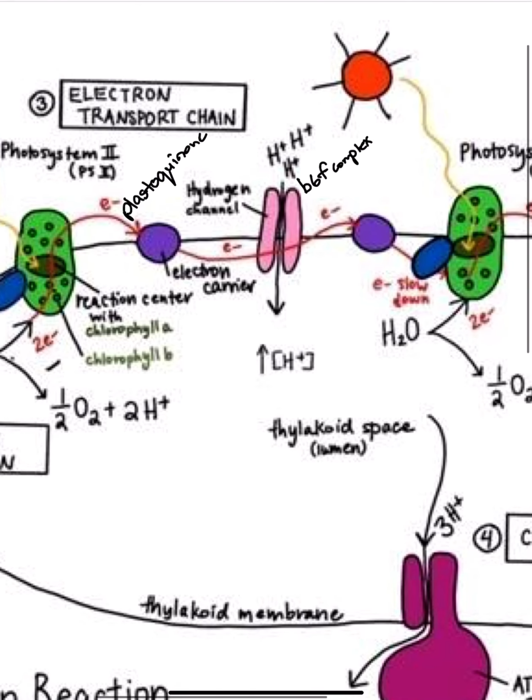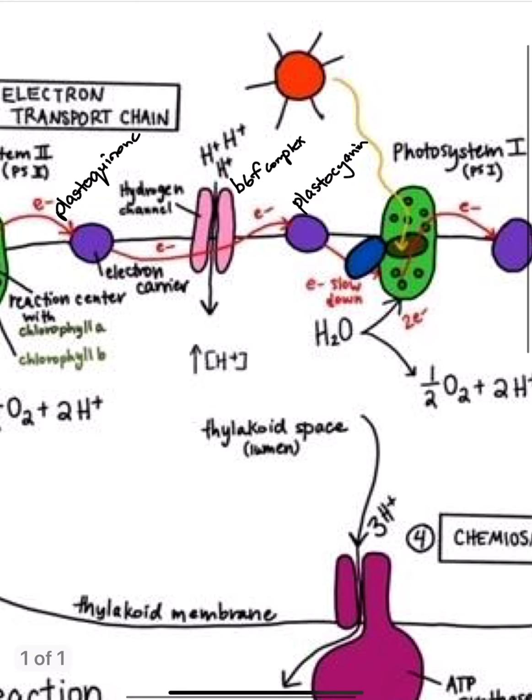So let's go back to where those electrons were. Of course, they are now traveling here through the hydrogen channel and reach our next movable electron carrier here in the thylakoid membrane, and that one is plastocyanin. So from there, these electrons will next go to the second photosystem. They will reach photosystem 1.